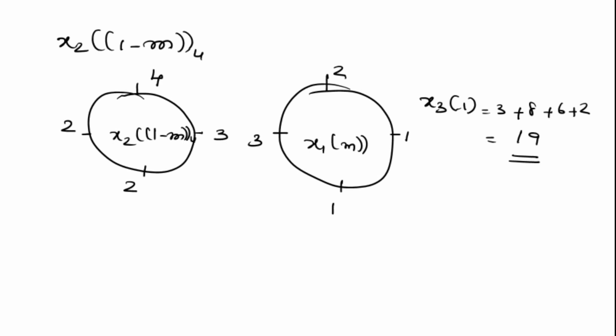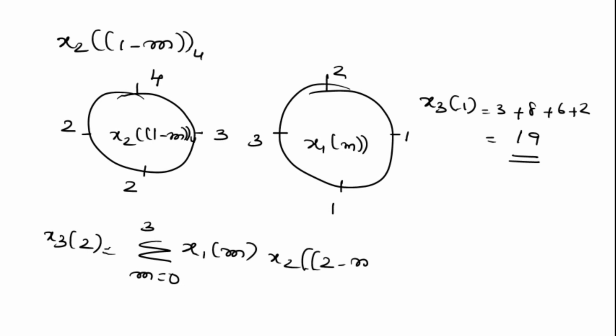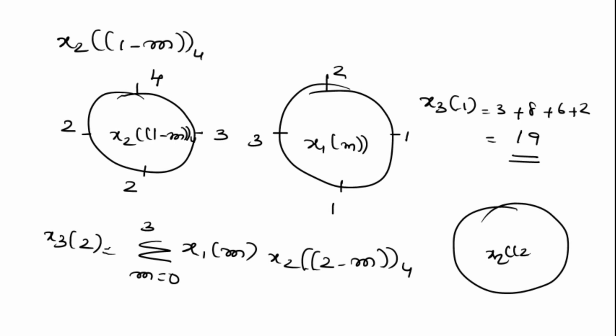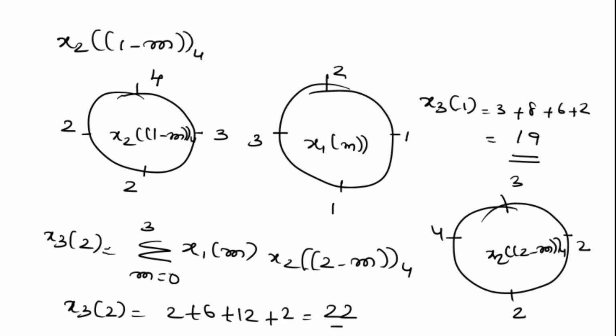Similarly, x3 of 2 is equal to summation m is equal to 0 to 3 x1 of m into x2 of 2 minus m of 4. So we'll write x2 of 2 minus m of 4. That means we have to shift this signal by 1 unit in anti-clockwise direction. So the signal will be 3, 4, 2 and 2, and that should be multiplied with x1 of m. Then x3 of 2 is equal to 2 plus 6 plus 12 plus 2, which is equal to 22.